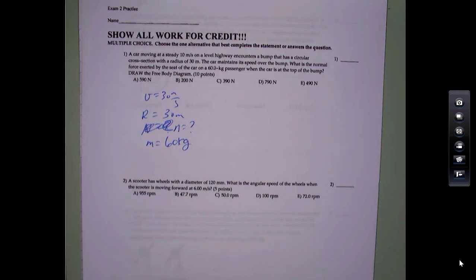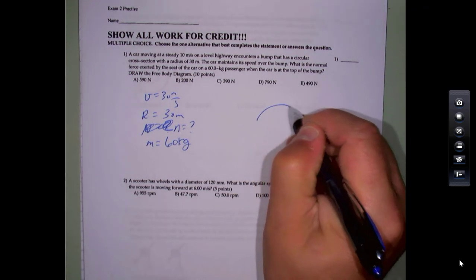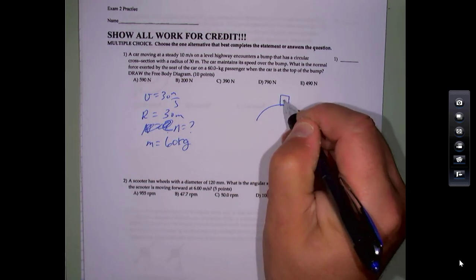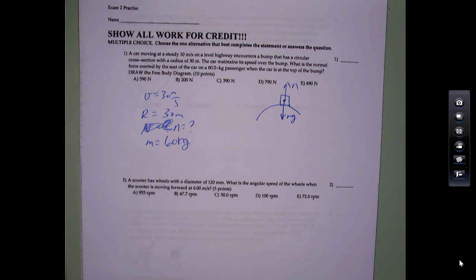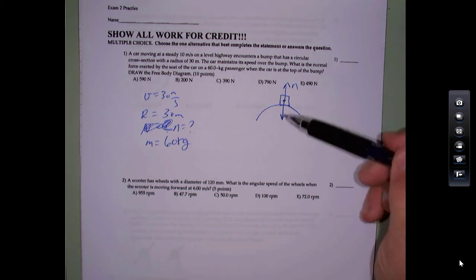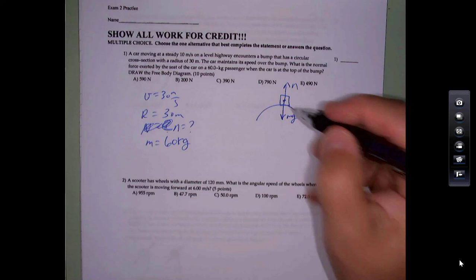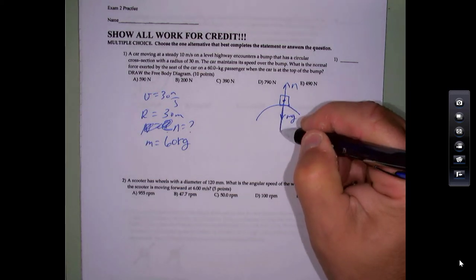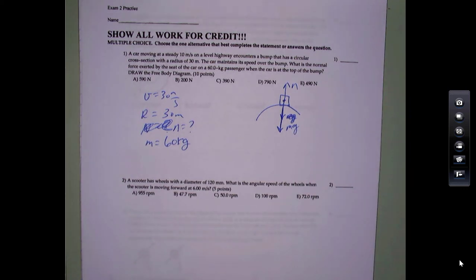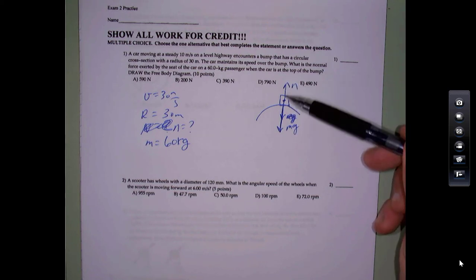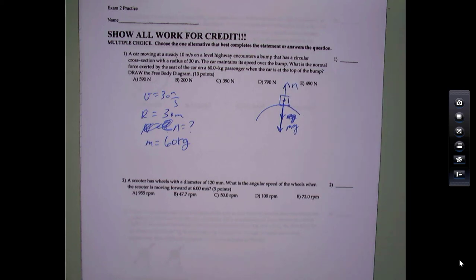Draw the free body diagram. Okay, so here's going over the top of the bump, normal force, and the weight. Now we know in circular motion, if you're going in a circle, there has to be a net force towards the center, so I'm going to make the weight mg bigger than the normal force, just to really illustrate that point. And then you have a net force towards the center, right? This is bigger than this, so there's a net amount towards the center. Okay, we're going over this at a constant speed.